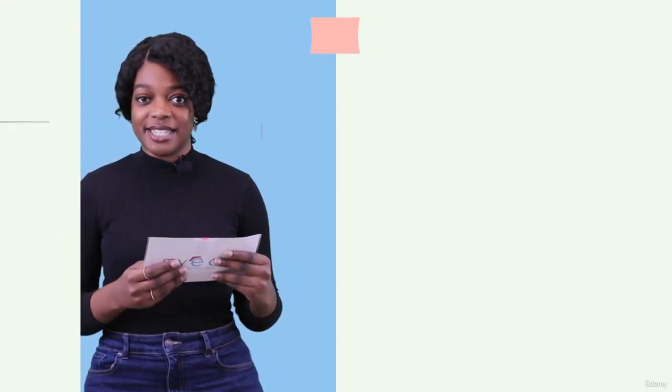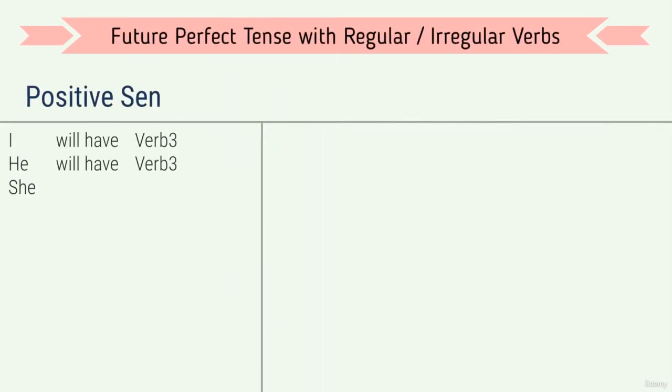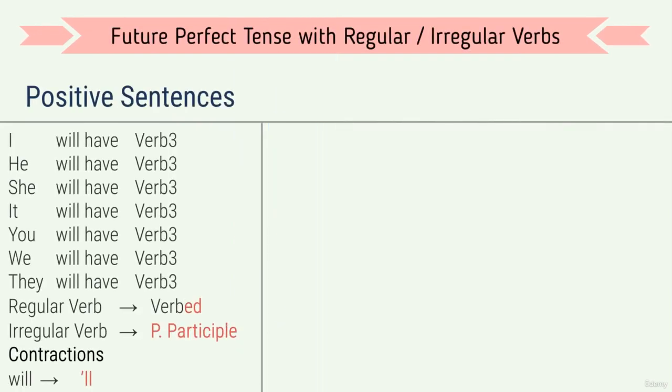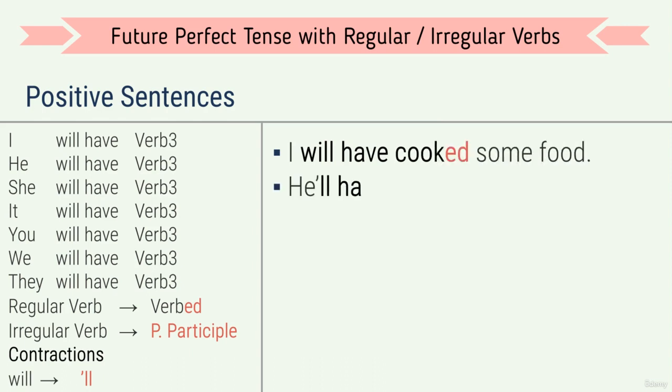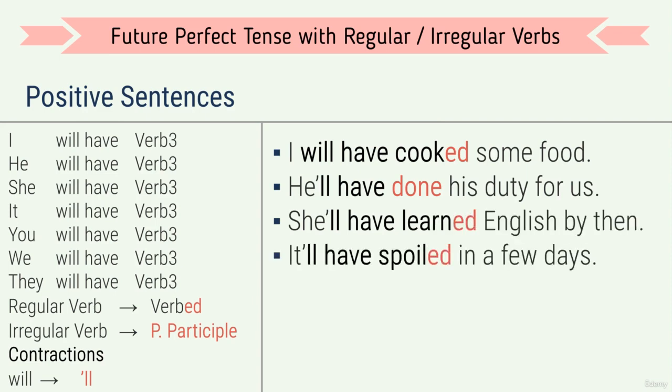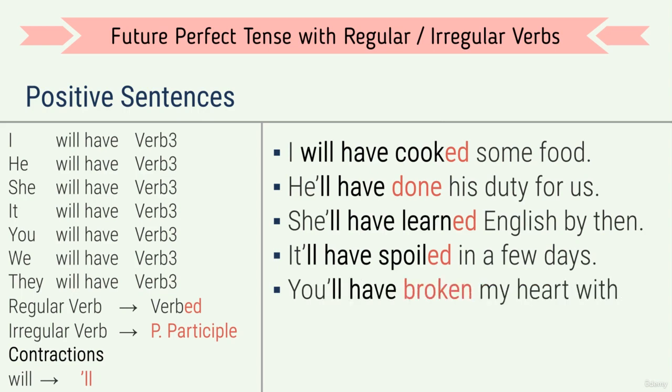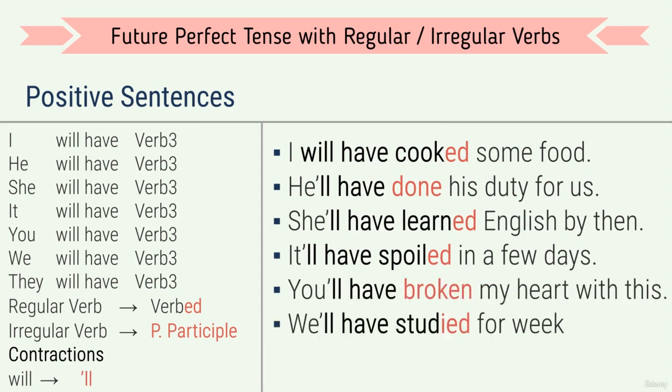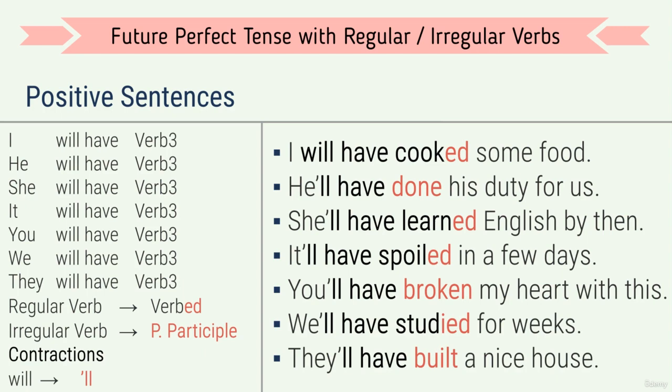Let's start with positive sentences. We know that we want to use the will have plus verb 3 structure. If not verb 3, we use past participle for irregular verbs. For example, I will have cooked some food. He'll have done his duty for us. She'll have learned English by then. It'll have spoiled in a few days. You'll have broken my heart with this. We'll have studied for weeks, and they'll have built a nice house.